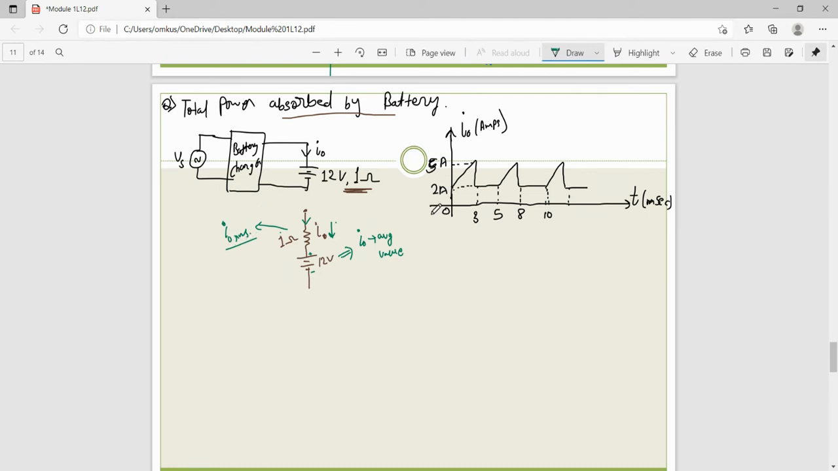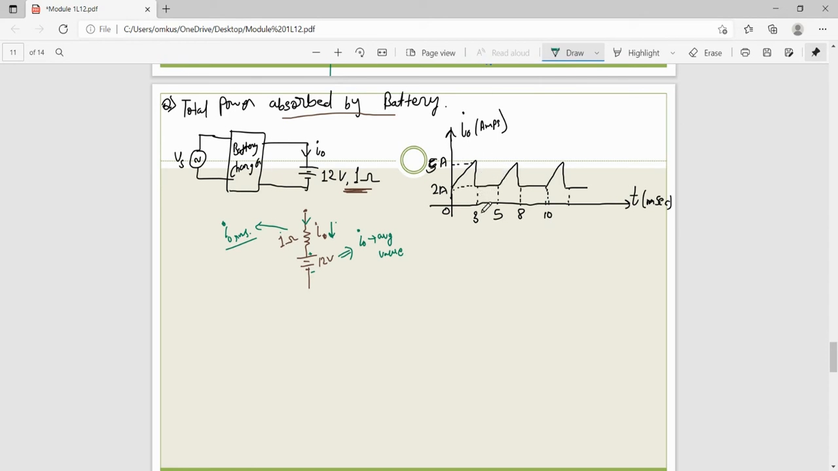Now you need to calculate the RMS and average value of that current. I hope this is clear to you. For finding the power absorbed, you need to find out these two terms, and the waveform is given to you. The only thing is that you need to calculate the average value and RMS value of that current.